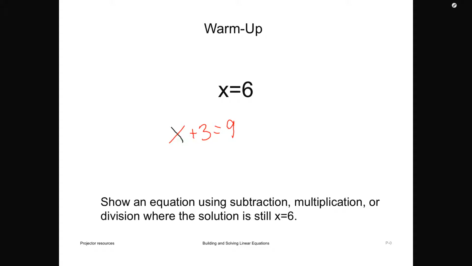One half, parentheses x plus 5, equals 5.5. Okay. What happened to x plus 3 equals 9? Look, you guys are so creative. You guys are great. That's awesome. What else do we have?